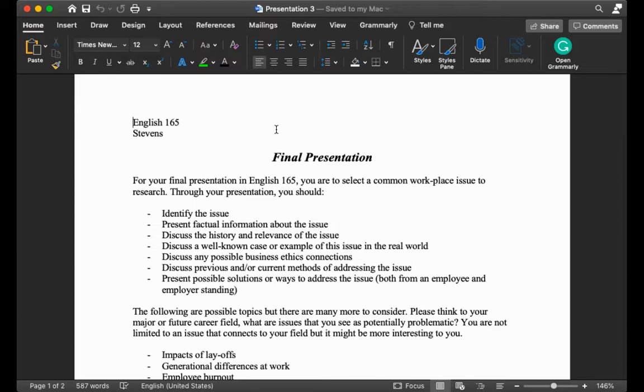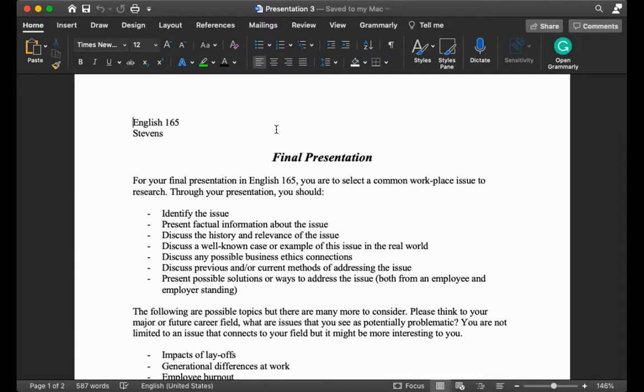And through your presentation, you're going to do several things. You're going to need to identify the issue and present factual, research-based information about this issue. You can bring in your own personal connections as well if you have them, but your information has to be research-based. With that, you also are going to have to provide MLA citations and show where you got this research.